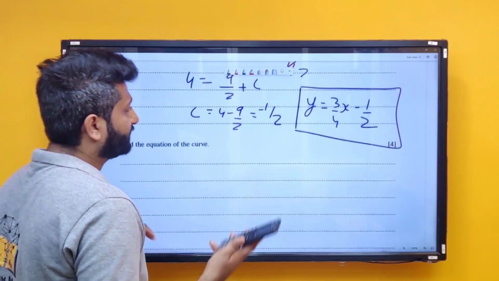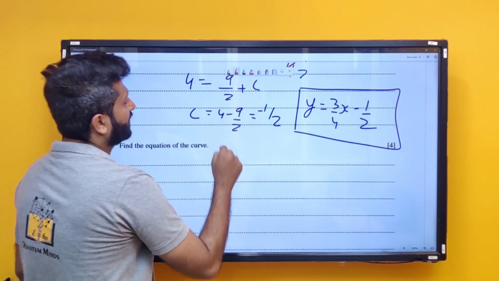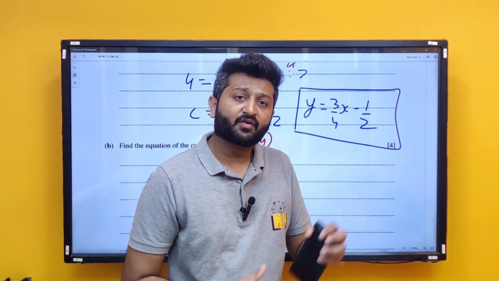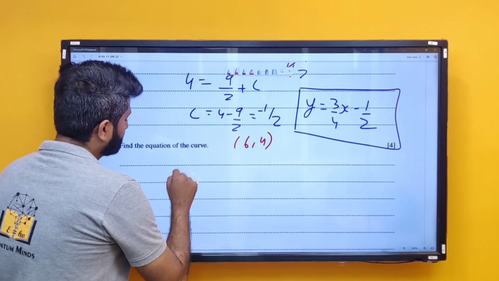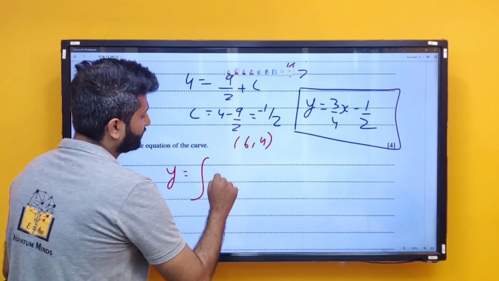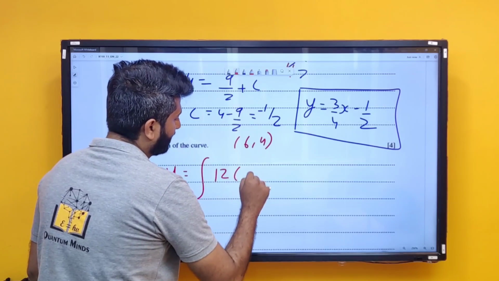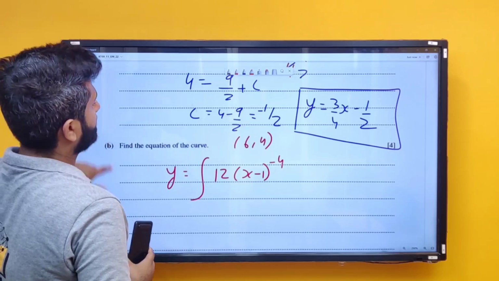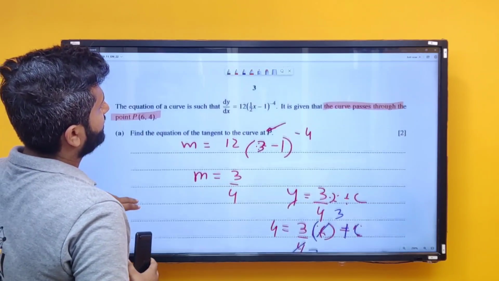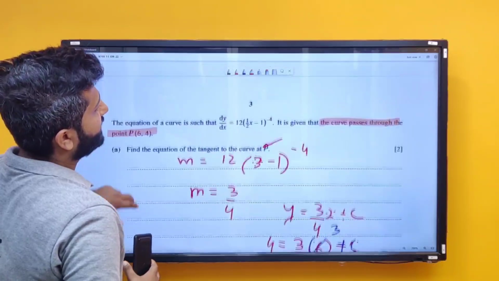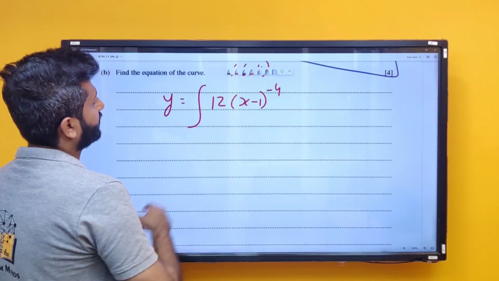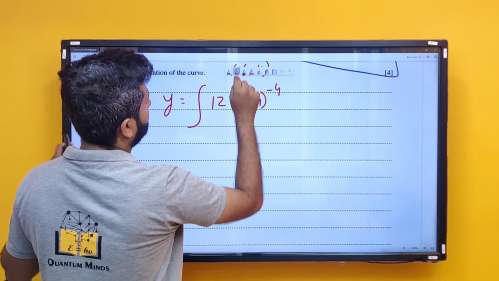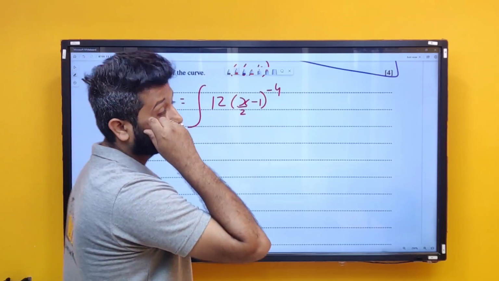Find the equation of the curve. Guys, we have to find the equation of the curve. It means we have been given dy by dx, so we'll have to integrate it in order to find the equation of the curve. So the equation of the curve will be the integration of 12 (x by 2 minus 1) power minus 4. Sorry guys, this is (x by 2 minus 1) power minus 4.